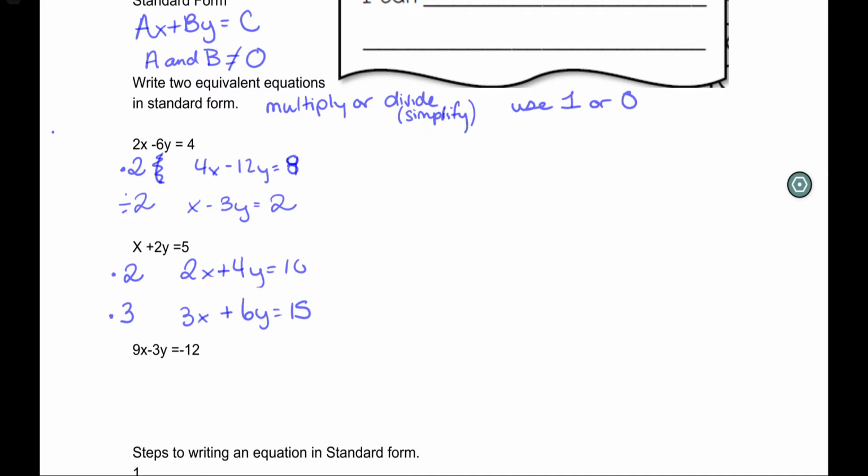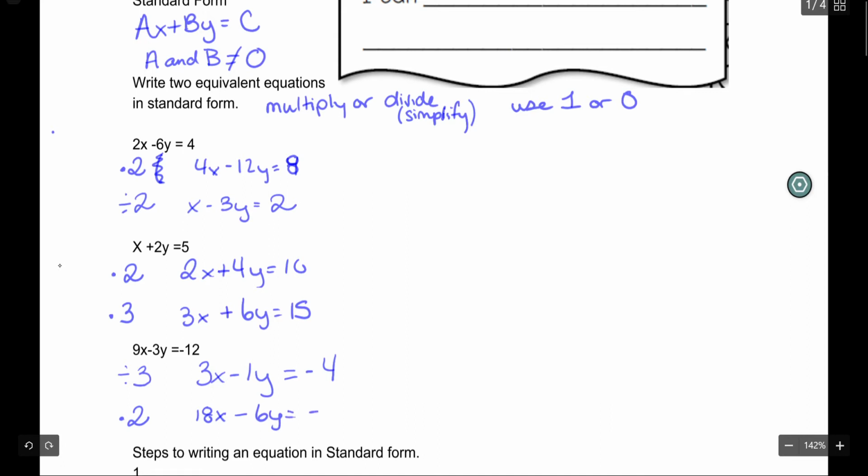Okay, I see 9, negative 3, and negative 12 can all be divided by 3, so I can get 3x minus 1y, or minus y, is equal to negative 4. And then I can also just multiply it by any number I'm going to choose to. Get 18x minus 6y is equal to negative 24. Again, if you didn't see the division, you could have just multiplied it by any other number.